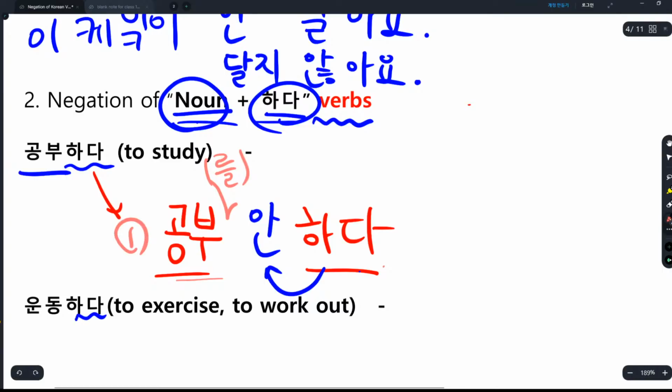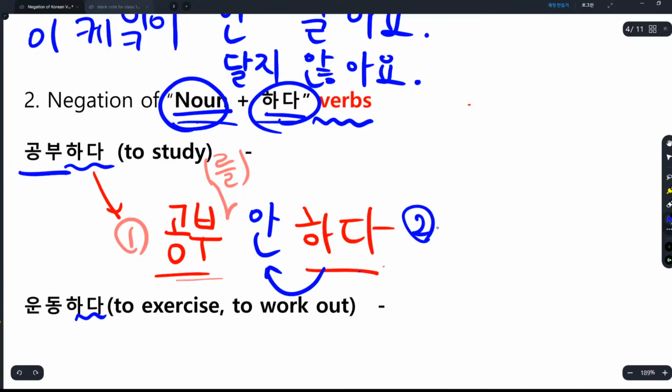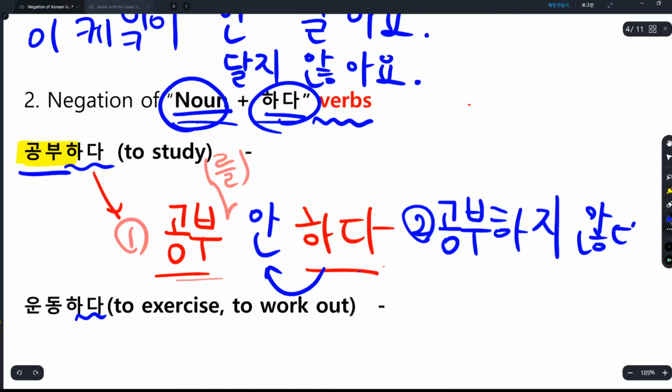This is one way to negate it. But if you want to use 지 않다 form, guys, that's quite easy because the same rule applies when it comes to combining it with 지 않다. You just combine the stem. So 공부하다's stem would be 공부하, right? Because this is a full verb. 공부하, the verb stem plus 지 않다. This rule still works. This rule is still valid.